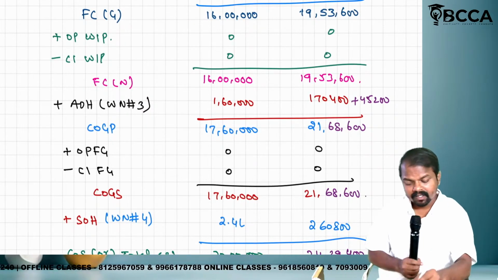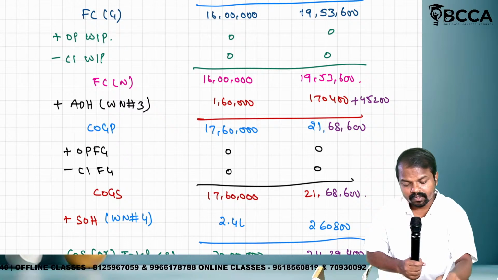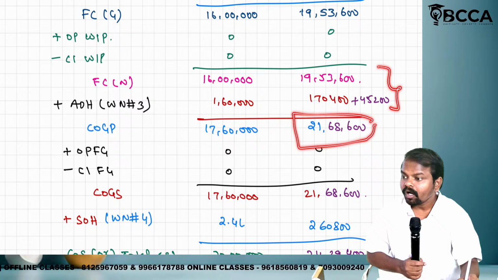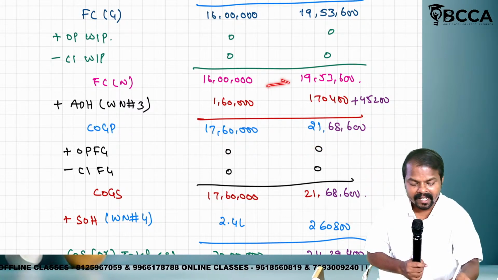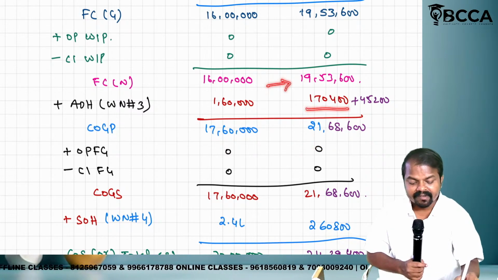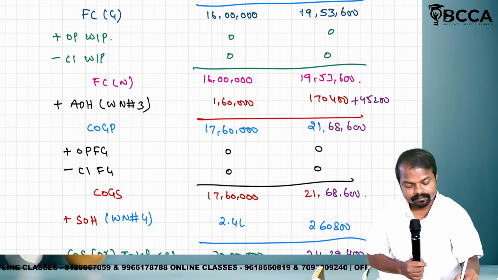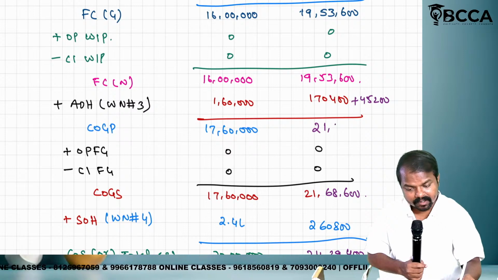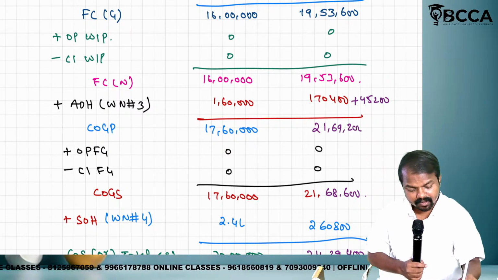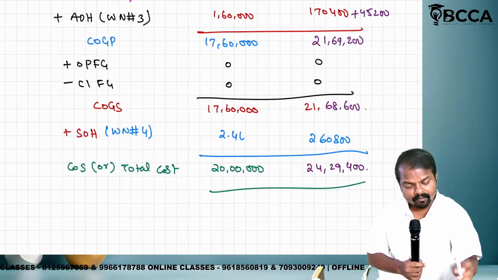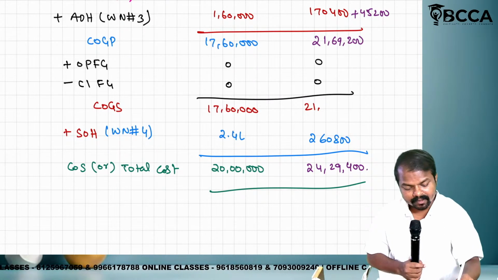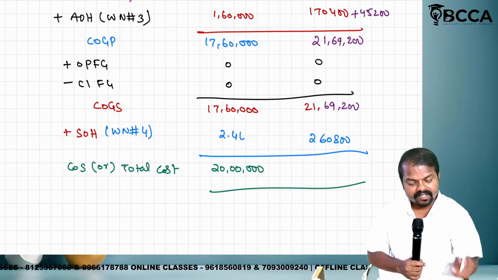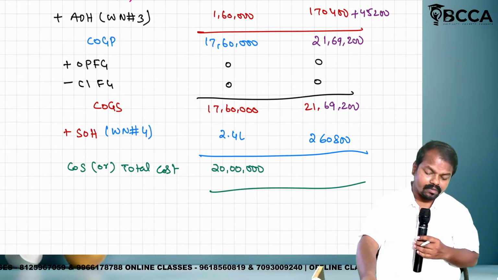Which one? This total is where you went wrong. Please calculate again. 19,53,600 plus 1,70,400 plus 45,200. 21 lakh 69,200. So the result we have to change to 29 lakh 69,200. Then please change, 24 lakh.